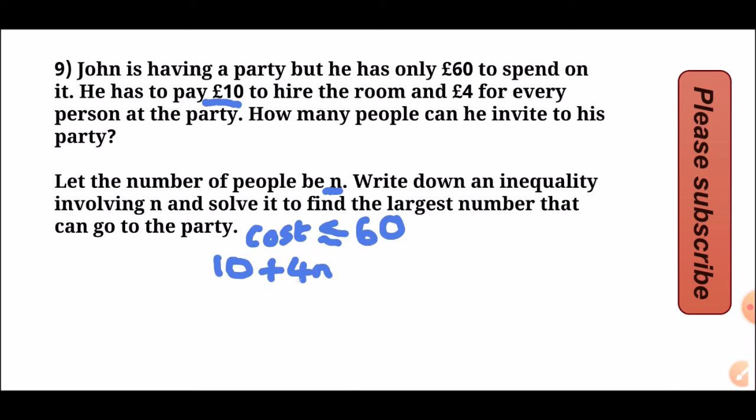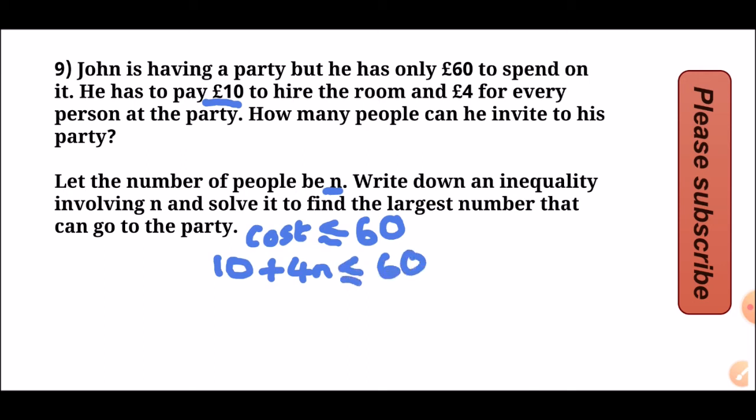So if there's 2 people, 2 times 4 is 8, so it'll be £8 for those. If there's 10 people, 10 times 4 would be 40. And this here would be the cost. And in the question we've learned that it must be less than or equal to £60.